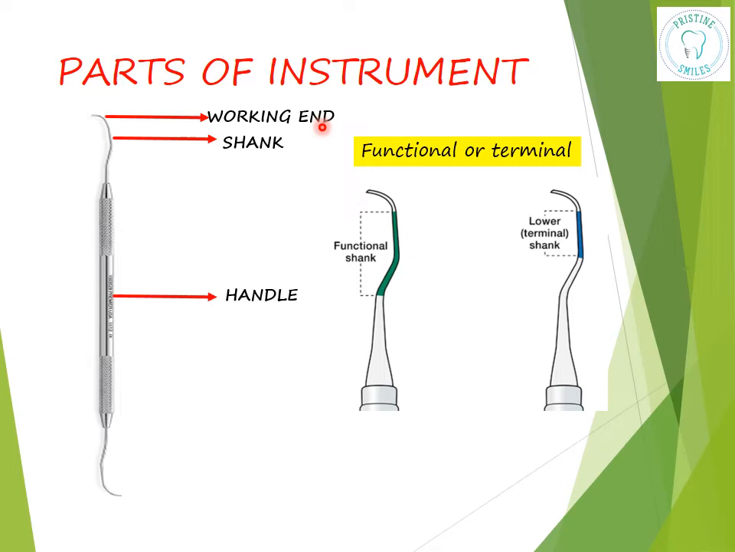Next comes the working end. The working end does the work part. It has a face, cutting edge, and a tip. Now, if the tip is pointed, it is called a tip, and if it is rounded, it is called a toe.